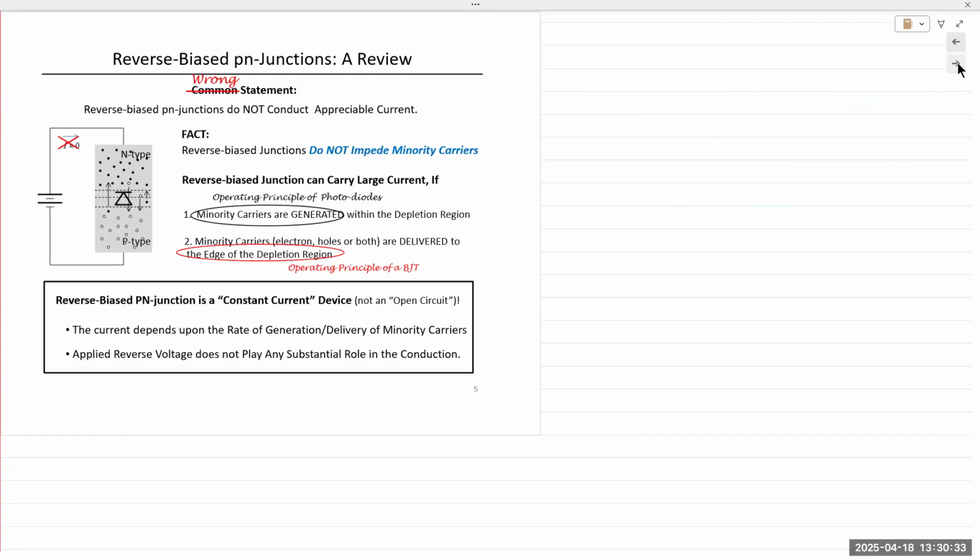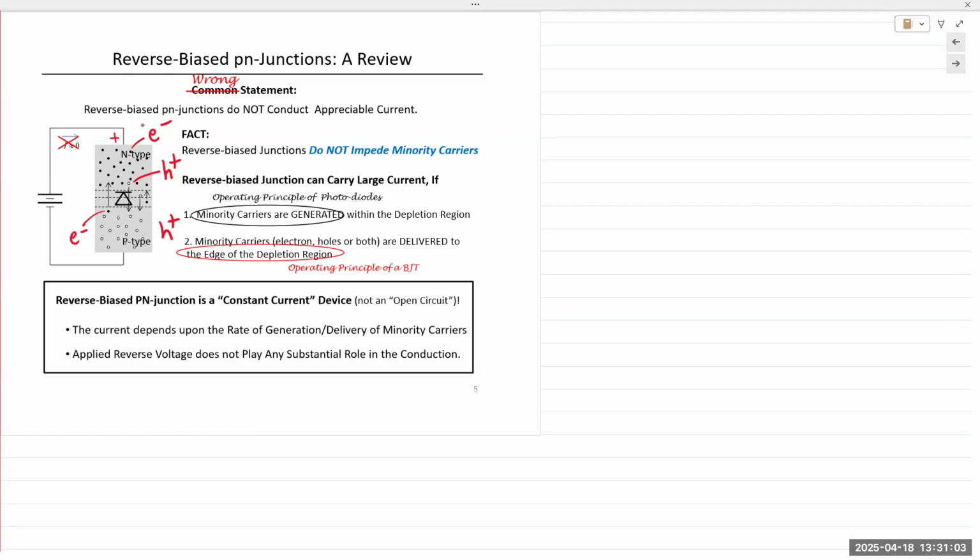crossing the junction, right? You have a PN junction, so you have N-type and P-type. You have an excess of holes here, and minority carriers are electrons. And here the minority carrier is a hole, whereas there is an excess of electrons. Reverse biasing means you're applying a positive voltage at this terminal, which attracts the holes, right?